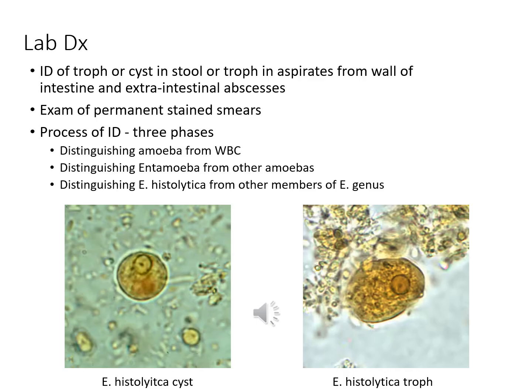So for diagnostic purposes, we're looking for identification of the troph or cyst in the stool, or the troph in aspirates from the wall of the intestine and the extraintestinal abscesses. Usually this requires a permanent stained smear. In the process of identification, there are 3 phases. The first thing you're going to do is distinguish the amoeba from white blood cells, since they will kind of look similar. Then you're going to distinguish Entamoeba from other amoeba genera. And then you're going to distinguish Entamoeba histolytica from other members of the Entamoeba genus.